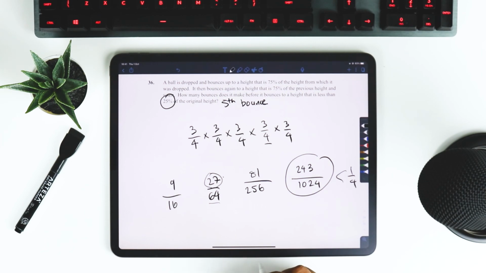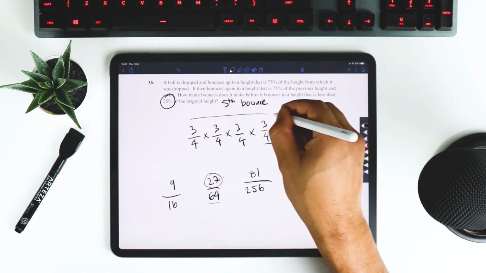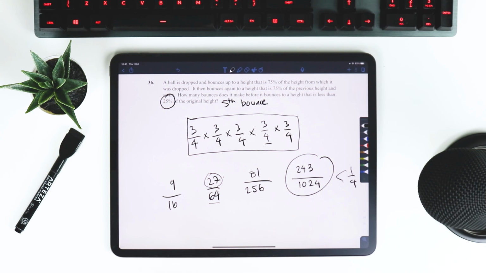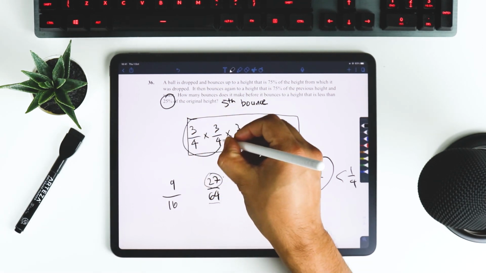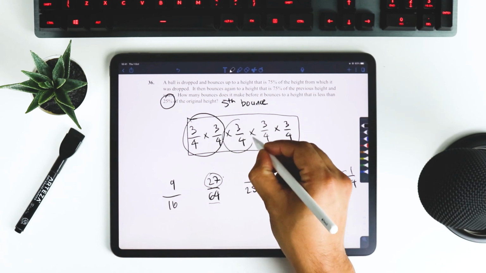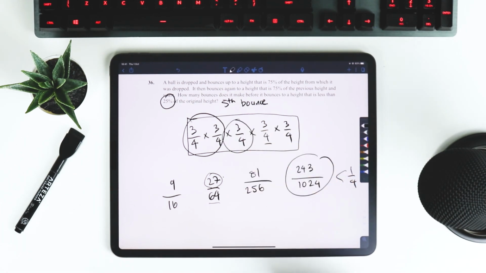Hopefully that made sense. A lot of work to do here. You had to think about it, and you had to be really confident with multiplication of fractions, but also what that actually means. It's no good that you know how to multiply fractions, you've got to understand that when we do this, we're finding 3/4 of 3/4. Multiplying this by 3/4 again means we're finding 3/4 of what 3/4 of 3/4 is, and so forth.